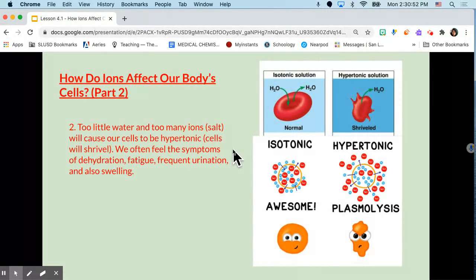So let's go through a second scenario, right? What happens if we drink too little water and consume too much salt? Usually this is like, I ate too many Takis and Flaming Hot Cheetos and all the junk food that's delicious and savory. Too many ions, too much salt. So in this scenario, this is our normal situation. Our cell is happy, it's balanced. There's an equivalent amount or ratio of salt to water inside and outside.